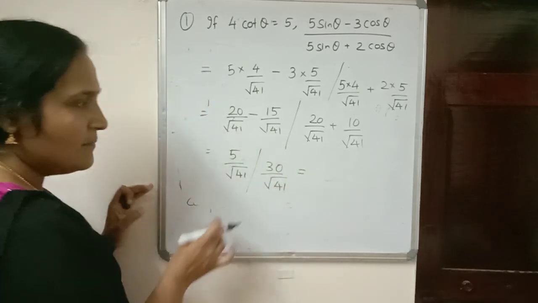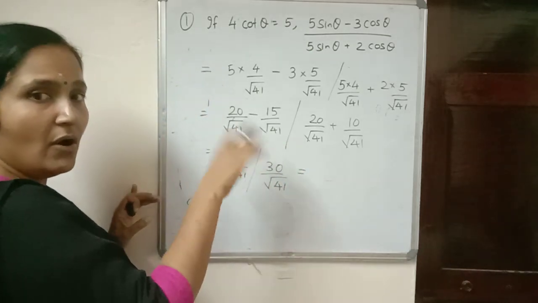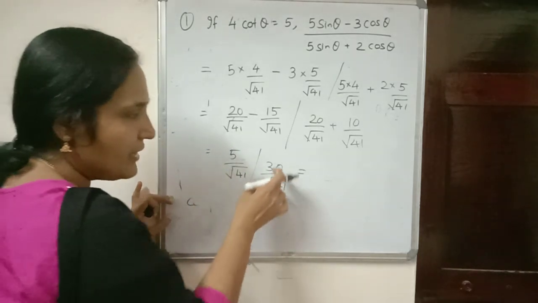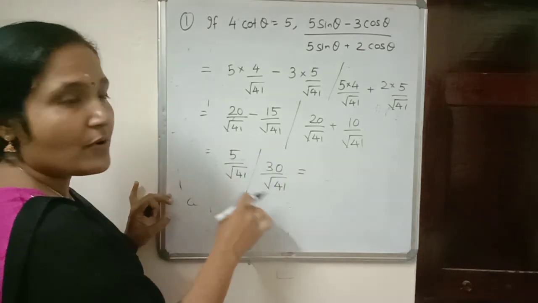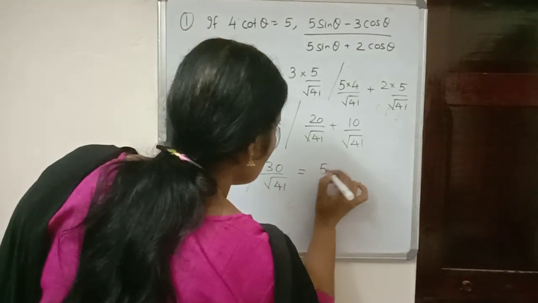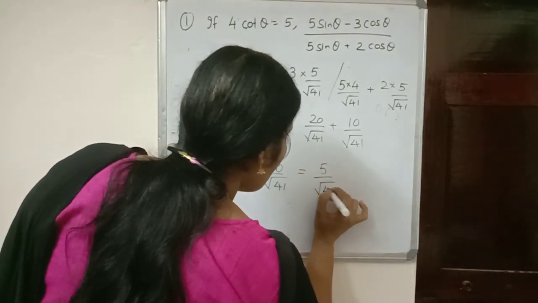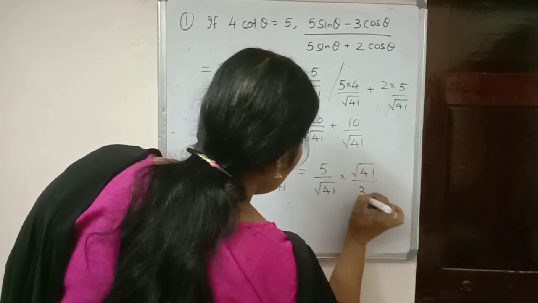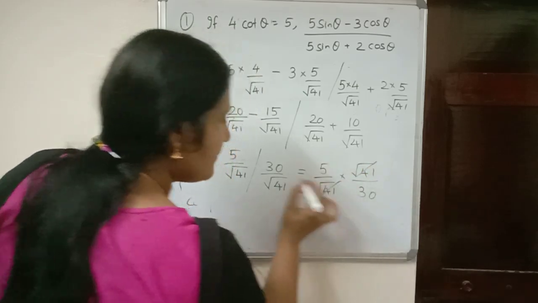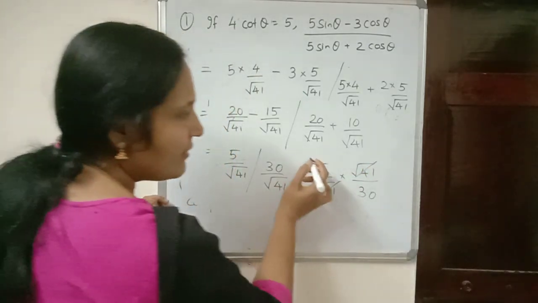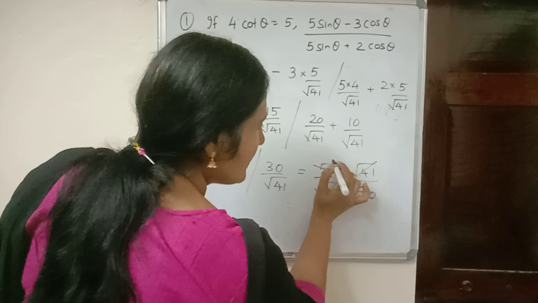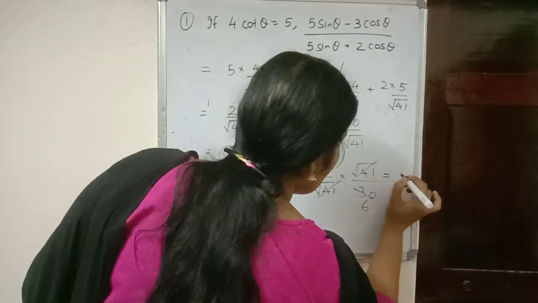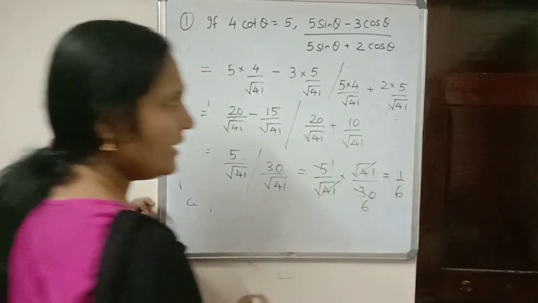Now what we will do? We will change the division into multiplication. So when we change the division into multiplication, we have to take the reciprocal of the denominator. So it will be equal to 5 by root 41 into root 41 by 30. Root 41 and root 41 will get cancelled. 5 and 30 also we can cancel. 5 ones are 5, 5 6s are 30. So our answer will be equal to 1 by 6.